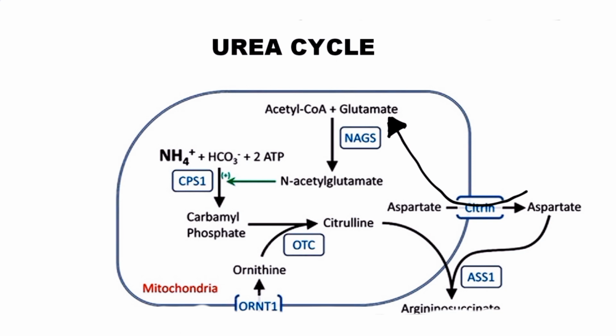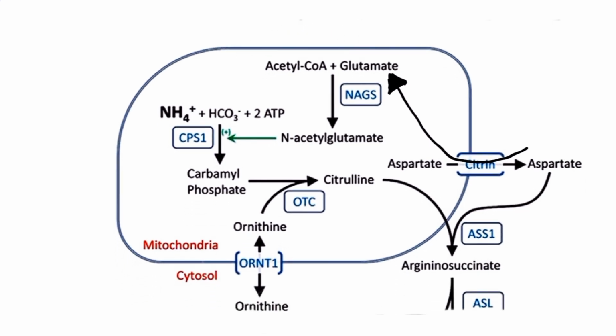Now, let us see what's happening in the second step of the urea cycle. In the second step, we are going to convert carbamyl phosphate to citrulline. But how are we converting carbamyl phosphate to citrulline? Outside here in the cytoplasm, we have this amino acid that we call ornithine. Ornithine is going to enter the mitochondria through the ornithine transporter 1. When ornithine enters the mitochondria, it is going to react with carbamyl phosphate to form what we call citrulline.